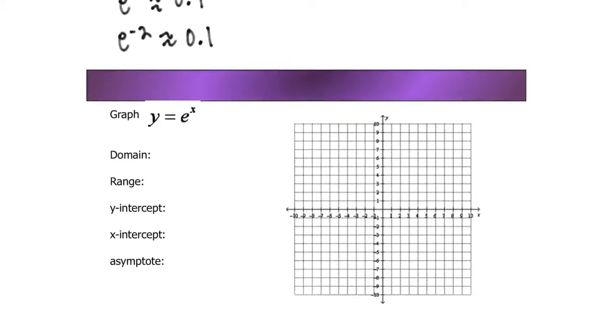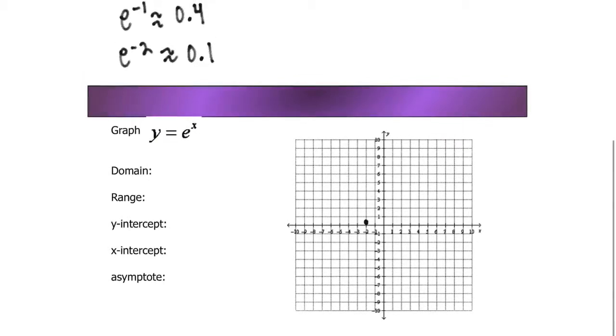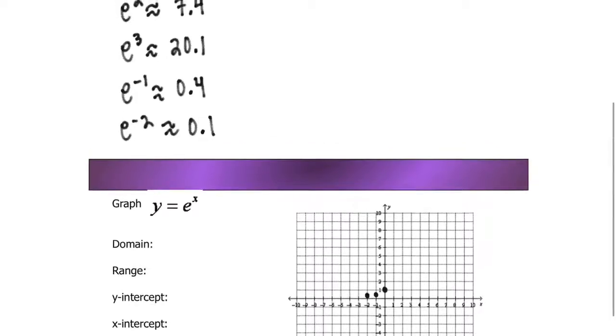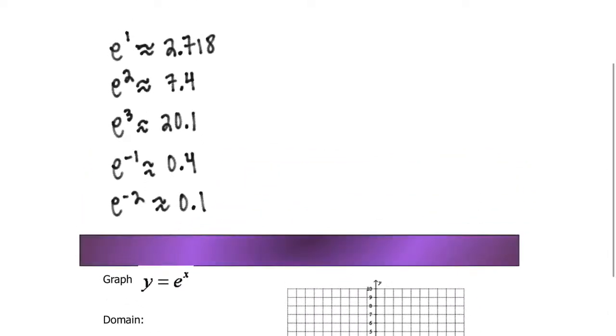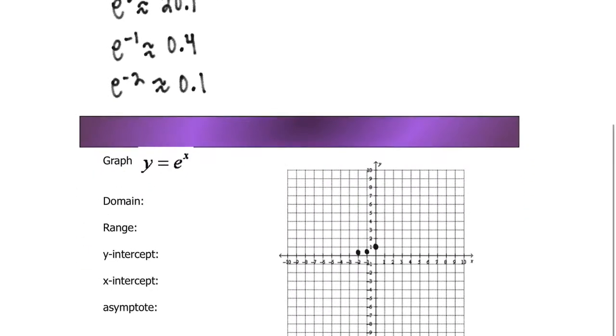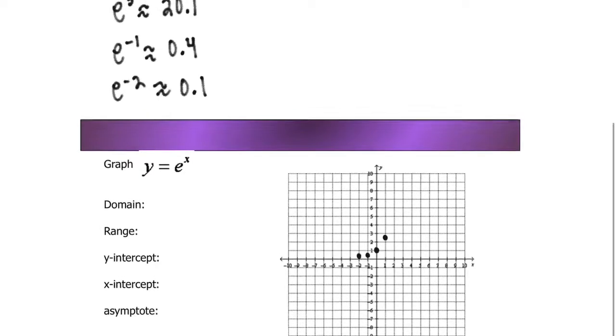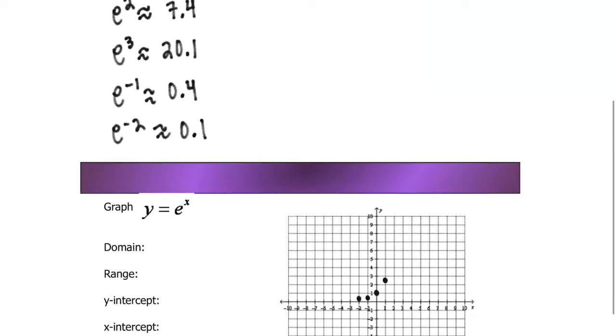Okay, y equals e to the x. Well, when we put a -2 in, we get 0.1. When we put a -1 in, we get 0.4. Make the dot big enough and you can't really tell the difference, right? When you put a 0 in, e to the 0 power, that's 1, because anything to the 0 power is 1. When you put a 1 in, we get about 2.7, so in between 2 and 3. And when you put a 2 in, 7.4, so in between 7 and 8.